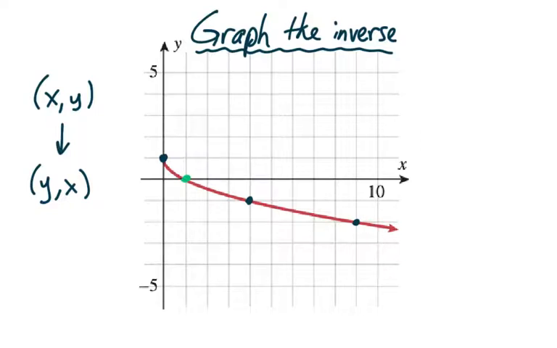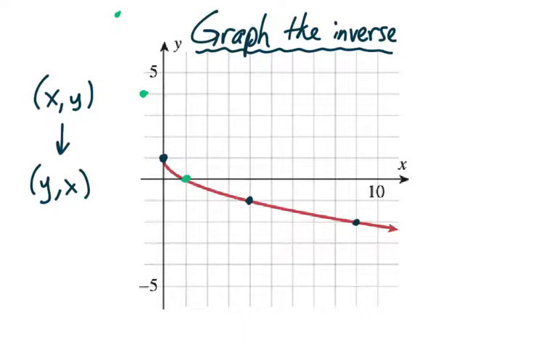The next point was 4, negative 1, which is going to go to negative 1, 4. And finally, the last point was 9, negative 2. Oh, we're going to be a little bit off the graph, but it'll be negative 2, 9, which is just about estimating up here or so. Okay, those are going to be the points of my inverse.